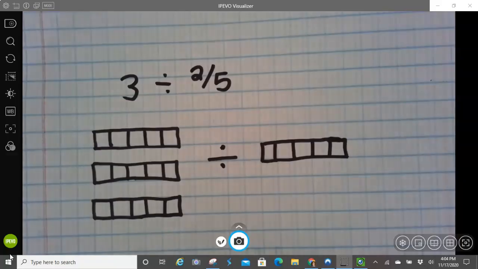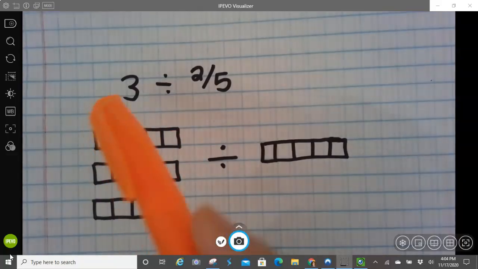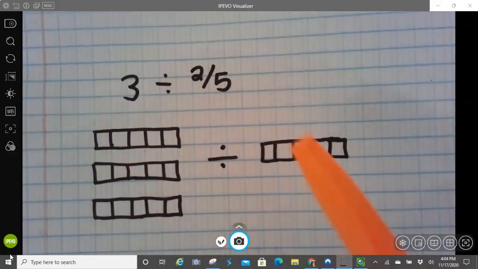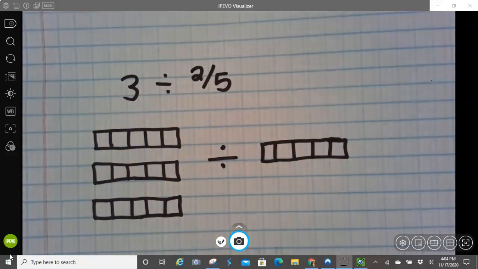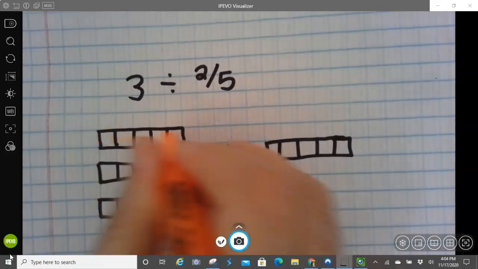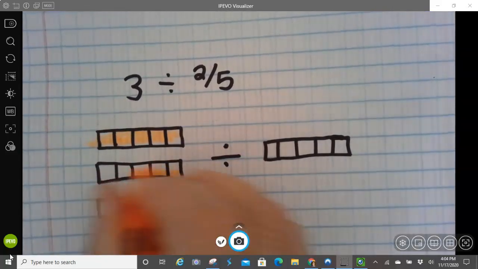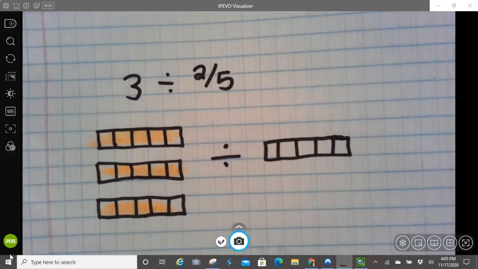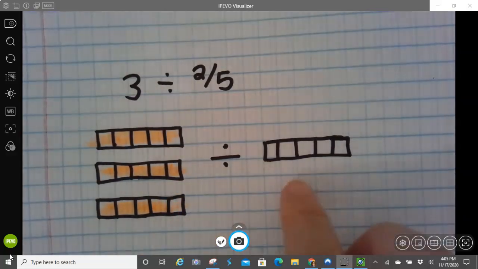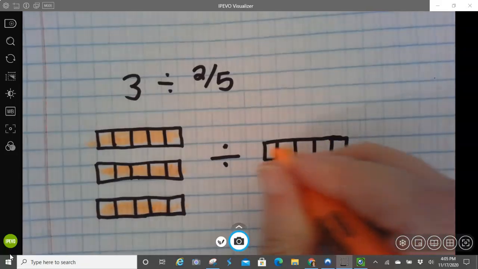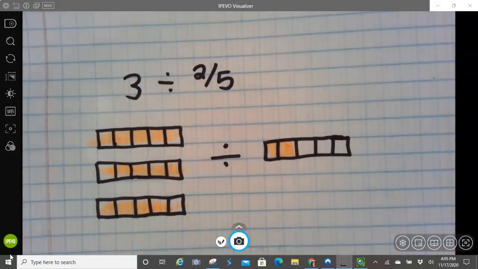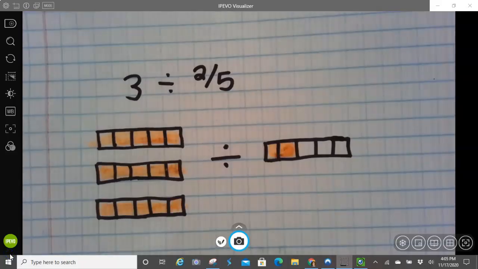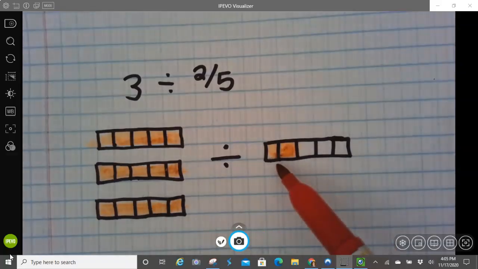So I need to make my boxes 1 by 5 or 5 by 1. In this case, I've actually made 3 of the 5 by 1 boxes because I have 3 wholes. And over here I have 1 of the 1 by 5s. So 3 wholes, that would be all of this, and all of this. On this side, I want 2 out of the 5, so there are 2 out of the 5. So I've made my boxes. I've shaded them in to represent the numbers in the division statement. This represents 3. This represents 2/5.